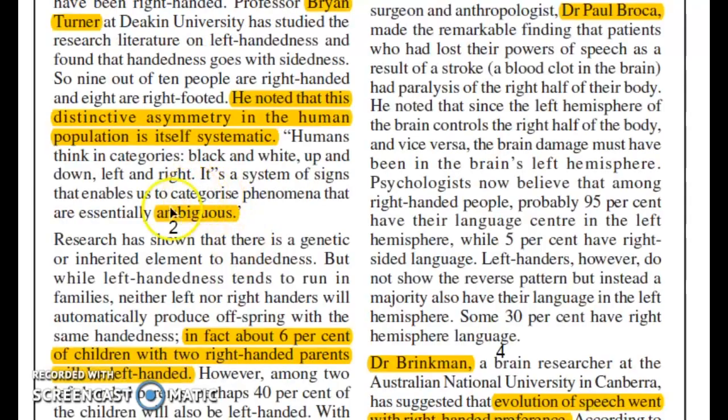Let's discuss some important words from this passage. Our first word from the passage is ambiguous. Ambiguous means not clear or confirmed. If someone is in ambiguity, means they don't know which course to follow, which way to follow.